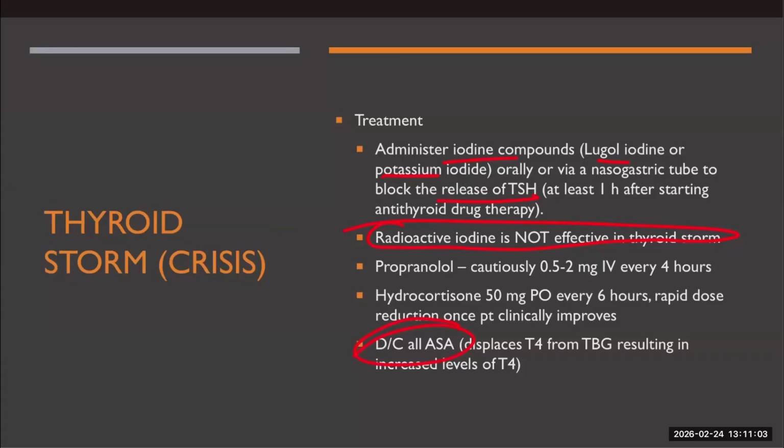This is where you want to be careful with aspirin and thyroid storm. Stop it because it displaces T4 from the thyroid binding globulin. Remember, if it's bound to the globulin, bound to the protein, it's inactive. It's not going to work. So if aspirin's displacing that T4 bound, now it's free T4. Now it can be converted to T3, and you're making the thyroid storm worse. So that's why you stop the aspirin.